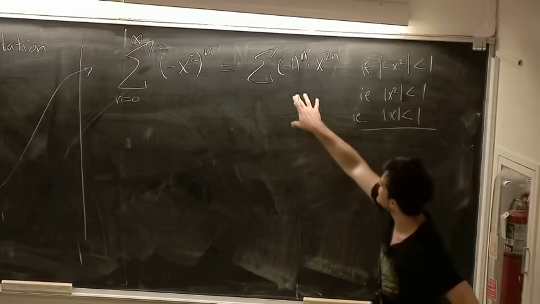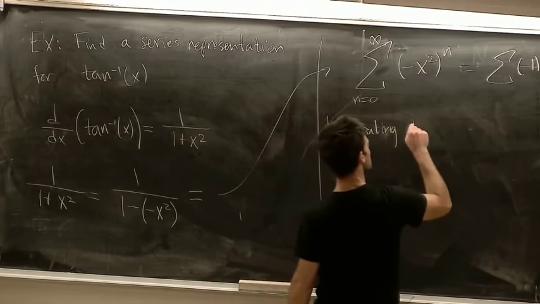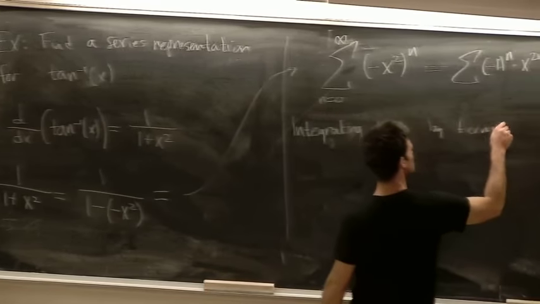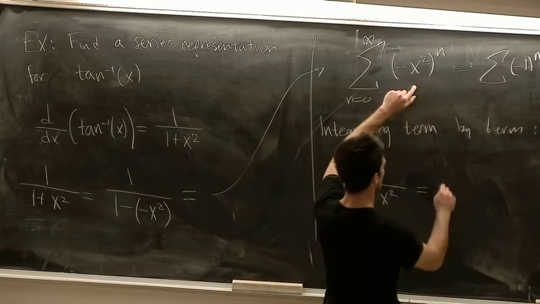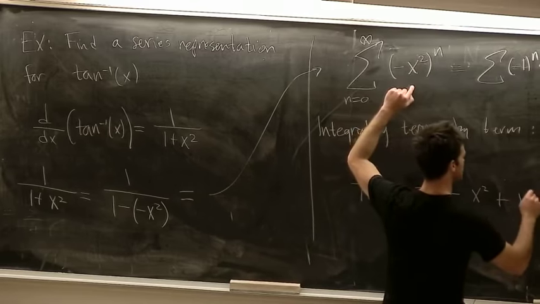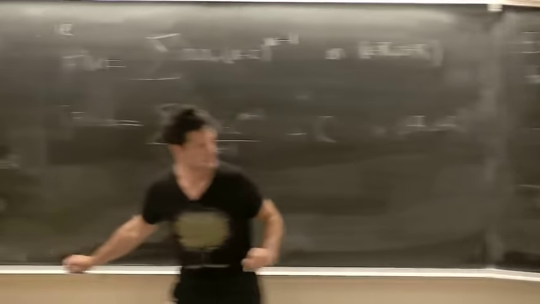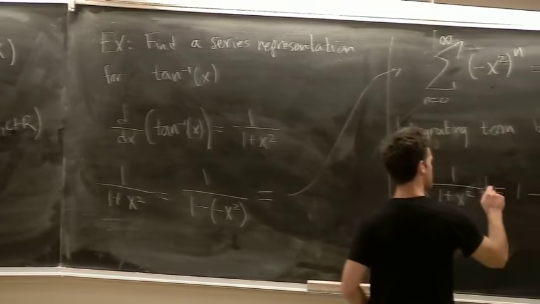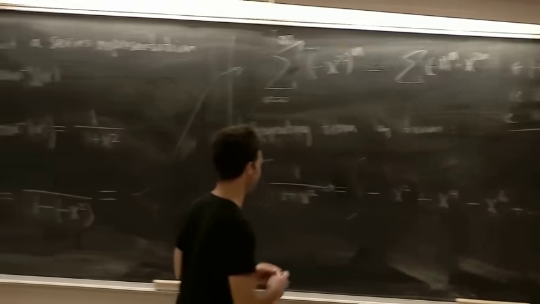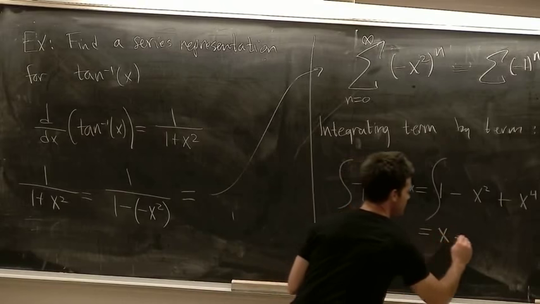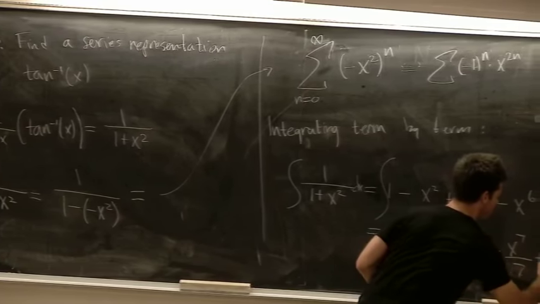Okay, so I said we need to integrate this term by term. Here, I'm going to write out some terms of the series for a second. It's 1 minus x squared plus x to the fourth minus x to the sixth plus and so forth. So let's integrate everything. So the integral of this dx will be, this is funny notation, the integral of an infinite series dx, which integrating term by term gives us x minus x cubed over 3 plus x to the fifth over 5 minus x to the seventh over 7, and so forth.